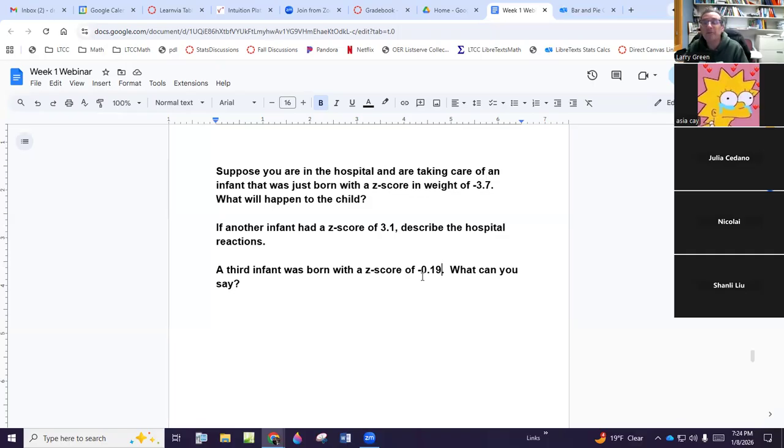So the z-score could be really useful in understanding a specific value. Any questions on that?